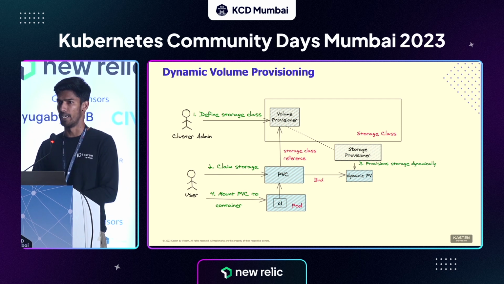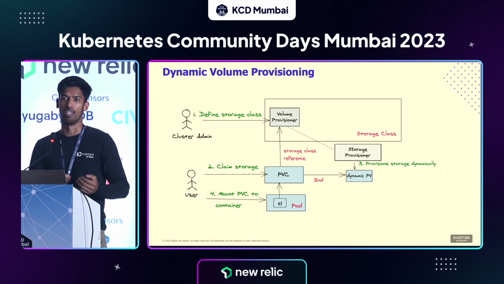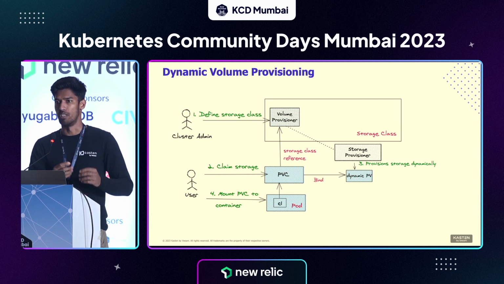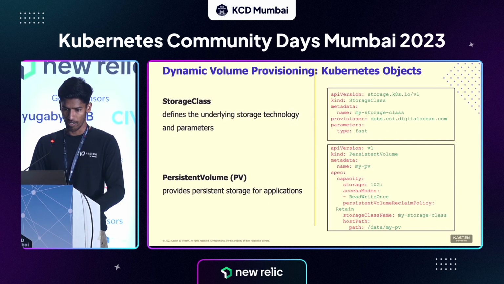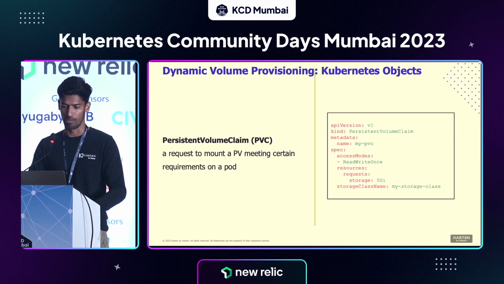The provisioner could be anything. It could be Google Cloud, AWS EBS, or DigitalOcean. And then it mounts the PVC to the pod. All right? There are a few examples of what the resource manifest should look like. I won't go into the detail.